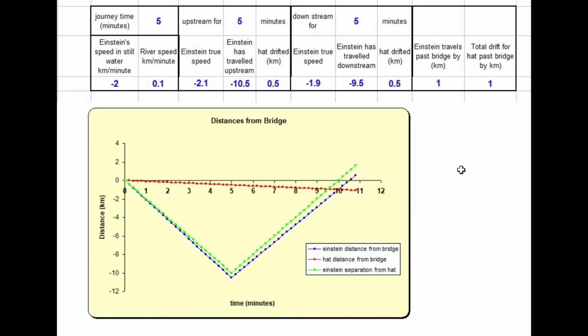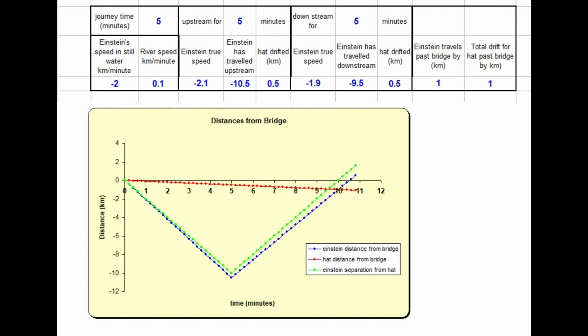If he rows for 5 minutes past his hat and then realizes it's fallen off, he obviously has to take 5 minutes to come back again. Doesn't matter how fast he can row at. He can go 5 minutes upstream, oops, where's my hat? Turns around, 5 minutes downstream. So relative to the water and the hat, Einstein's speed has got nothing to do with it. It's totally irrelevant.